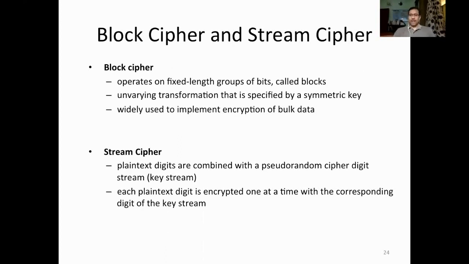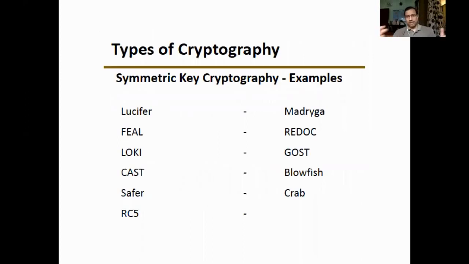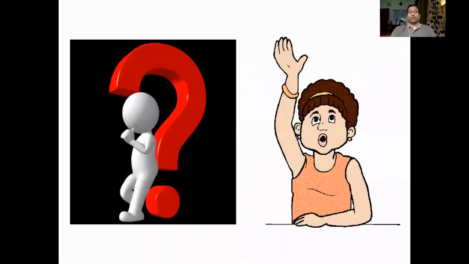Okay, so let's move on to the next discussion. These are some of the examples of cryptography algorithms. Out of these, RC5 and Lucifer are used, and Blowfish is also very well used. So, any questions on the symmetric key algorithms from students?